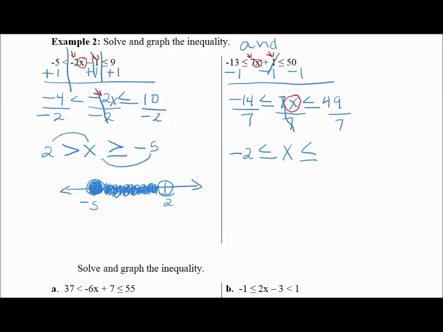49 divided by 7 is 7. So my solution, I have x's that are less than or equal to 7 and x's that are greater than or equal to negative 2. When I get ready to draw my number line, I know I have to put the numbers negative 2 and 7, and I know I have to circle them. I also know that I have to enclose them because it says less than or equal to, okay?